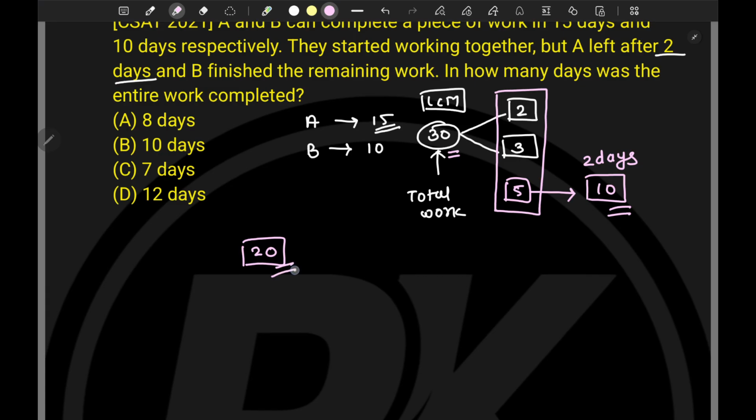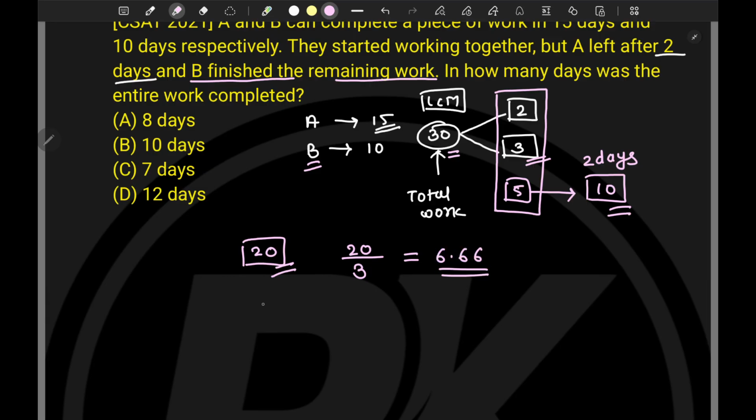Now to complete this 20 portion of the work, who is only working? Only B is working, right? B finished the remaining work. Now we know B can finish 3 portion of work in a single day. Now to complete 20, how many days will he require? So it will be 20 divided by 3, and it will be around 6.66, right?